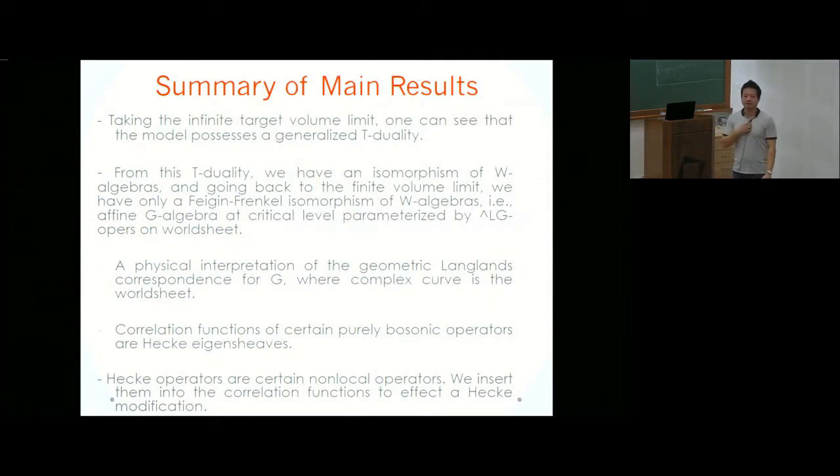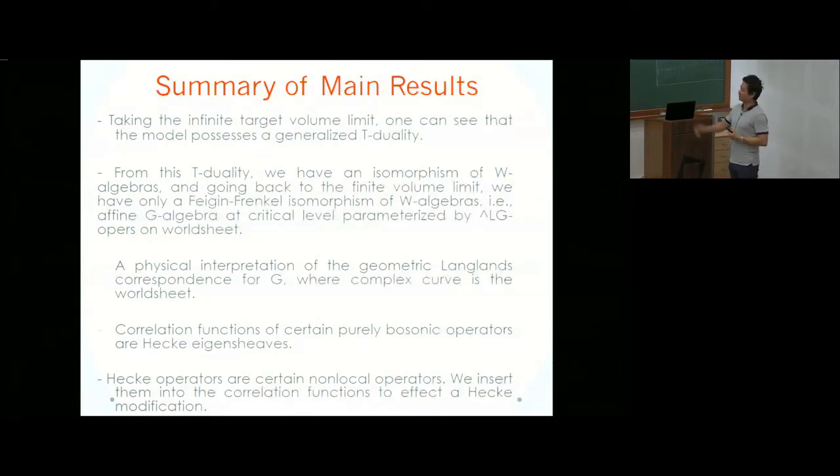The most down-to-earth statement about the Langlands correspondence, and not the categorical one, where the quantum Langlands correspondence is the more correct way to see the categorical formulation. Okay. Right. And then if you reduce to a finite worldvolume, a finite target space limit, you get this thing. Very nice. Because we have this now, it's quite straightforward for us to have a physical interpretation of the Langlands correspondence for G, where the complex curve is the worldsheet of the sigma model itself.